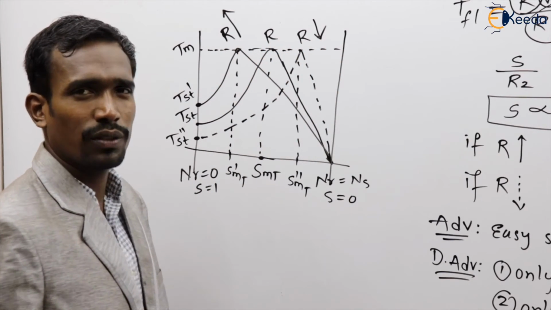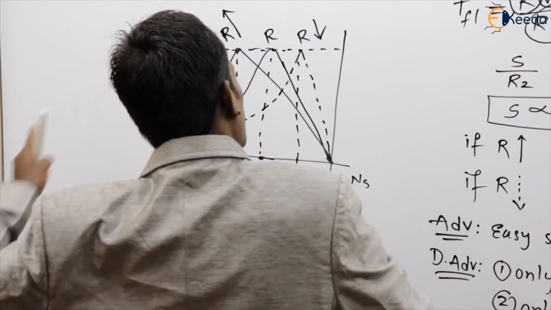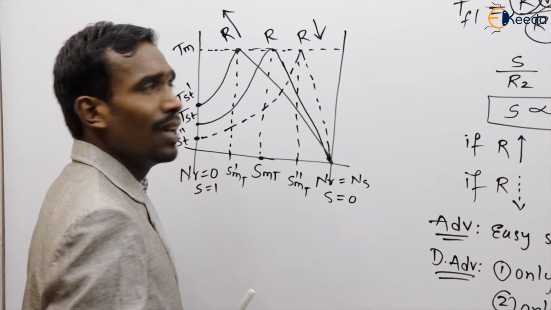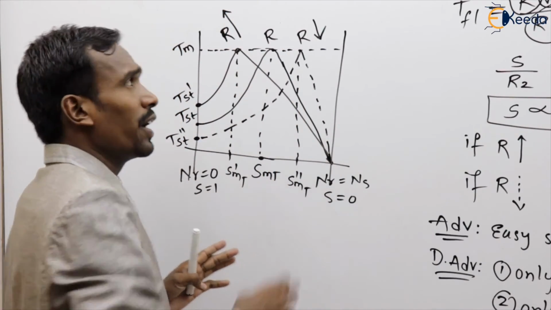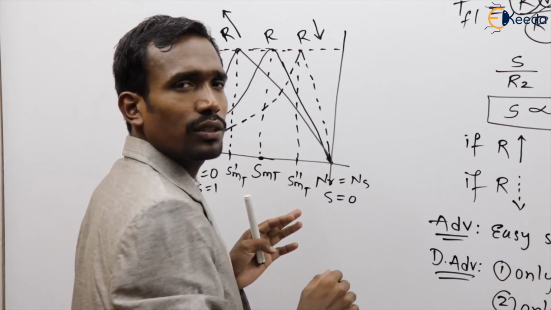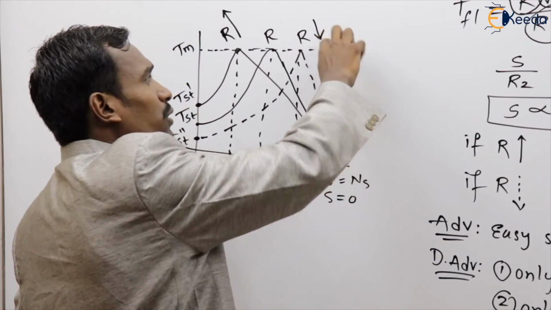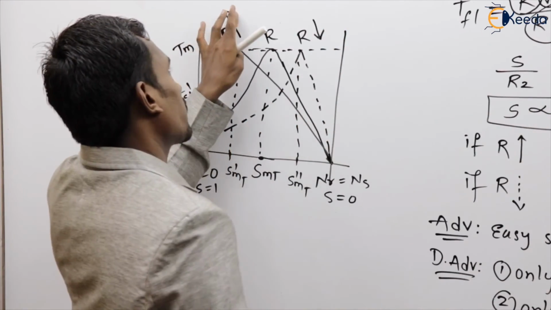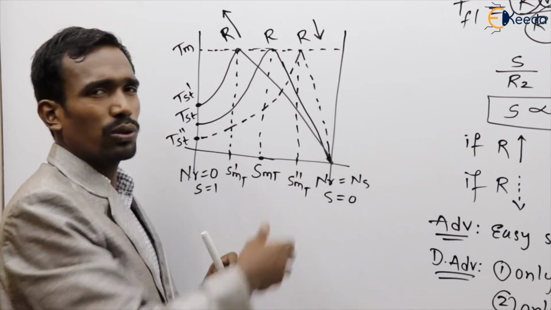Now they are asking a question: if rotor resistance increases, does the curve move leftwards or rightwards? If rotor resistance increases, the curve moves rightward. If rotor resistance reduces, the curve moves leftward. Sorry, this is rightward, this is leftward. Like that they are asking questions.